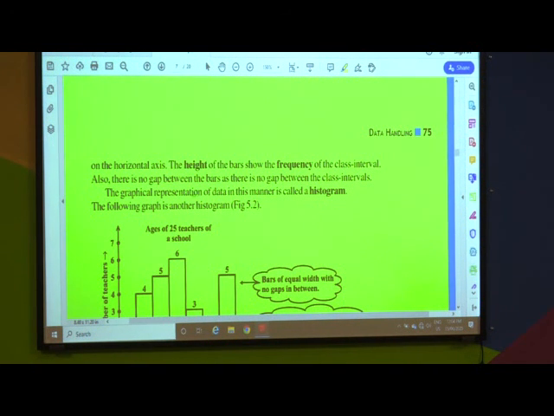The graphical representation of data in this manner is called a histogram. It is a bar graph which does not have any gap between the bars. Such a thing is known as a histogram. When is a histogram possible? When the class intervals have no gap in between them. That is important.